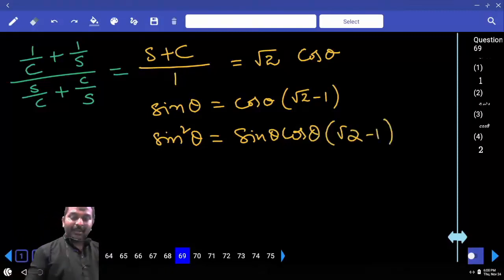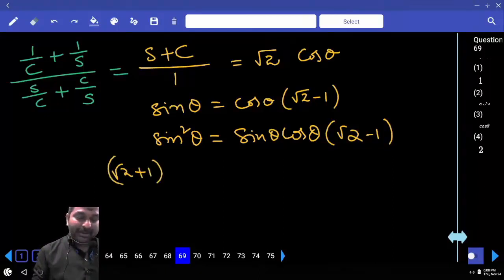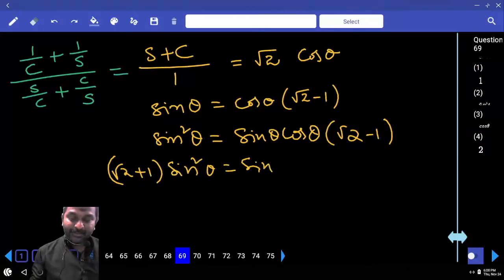Yes? And left hand side and right hand side I'll multiply with root 2 plus 1. I'll multiply left hand side and right hand side with root 2 plus 1. Then we will have root 2 plus 1 into sin square theta is equal to sin theta cos theta. Correct?